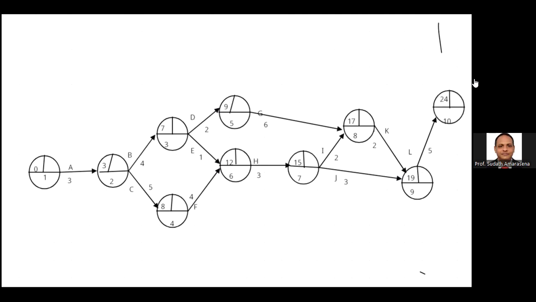We can write down 24 as the same latest completion time. Then subtract the duration: 24 minus 5, 19, minus 2, 17, minus 2, 15. 19 minus 3, 16. The least value is 15.